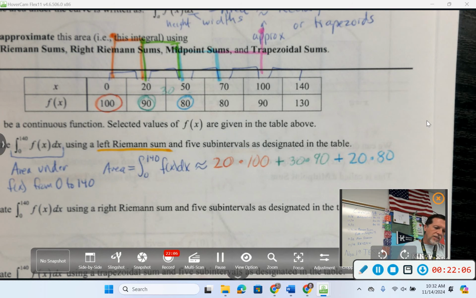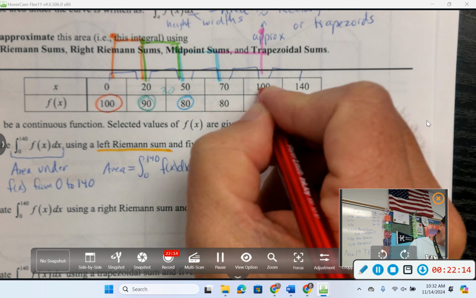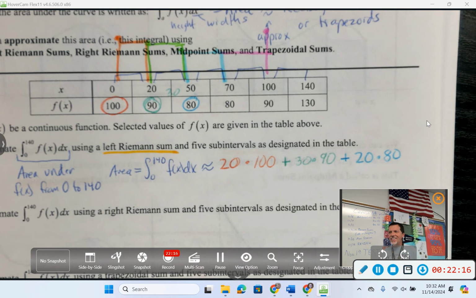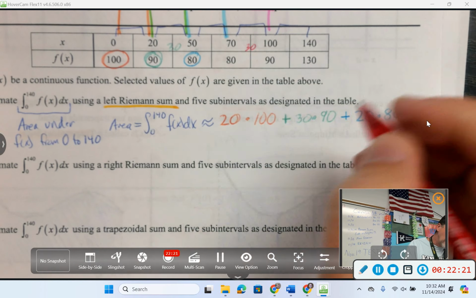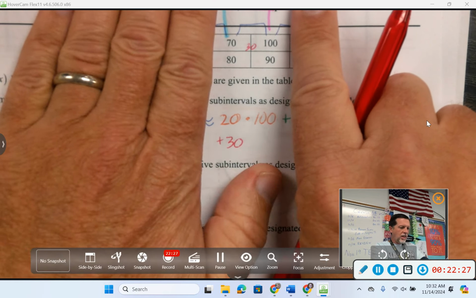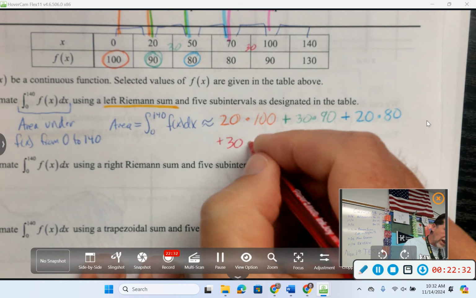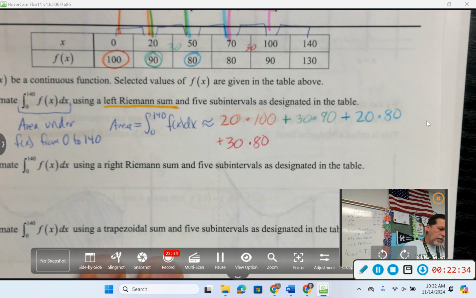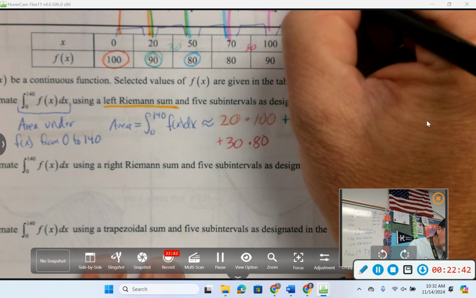Let's see, from 70 to 100, what's that width? 30. From 70 to 100, the width is 30. And what height should I use for that rectangle? Use the one on the left, that would be 80. I think I'm out of colors, but hopefully you got the idea by now. 130 is way up there.